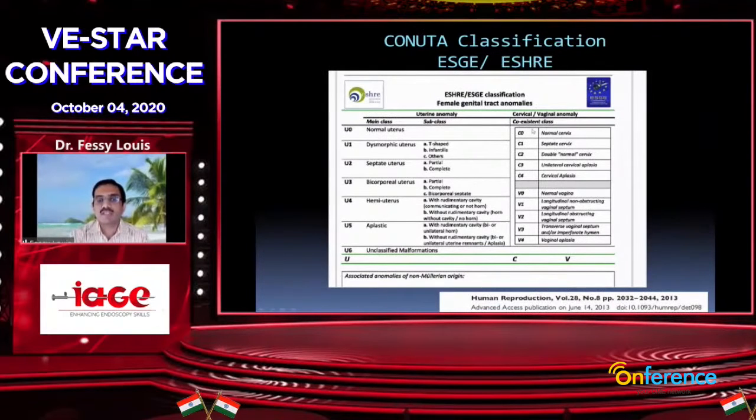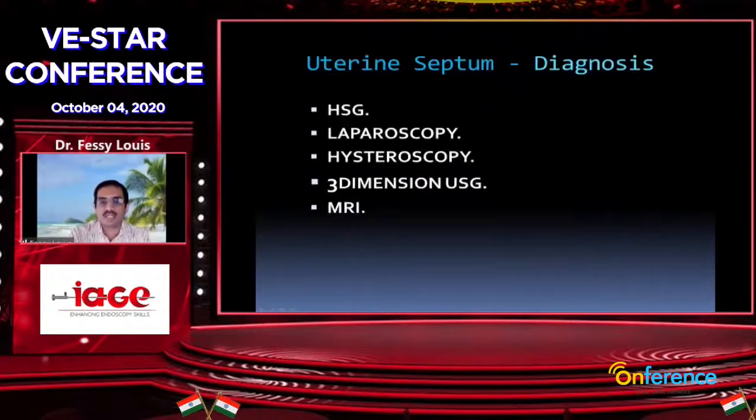And if the cervix is normal, it is C0, and if the vagina is normal, it's V0. And if it is a double normal cervix, it is C2. Like that, we have to classify the cervix and the vaginal lesions, and we have to name it as U how much, C how much, and U2, C0, V0 is the simple septum, whether it is partial or complete. So that is the simple way. This is the latest, published by the ESHRE/ESGE group in 2013.